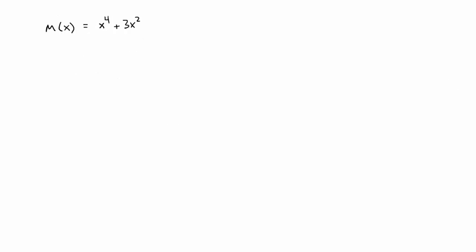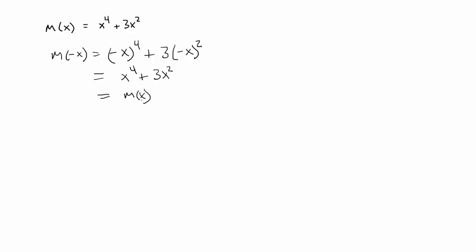In the next example, we have m of x is equal to x to the fourth plus 3x squared. So here, m of negative x is equal to negative x to the fourth plus 3 times negative x squared, and this is equal to x to the fourth plus 3 times x squared, and this is equal to m of x. And when m of negative x is equal to m of x, we have an even function.